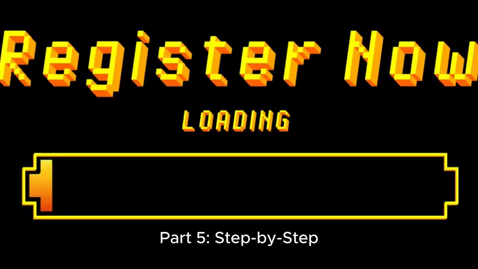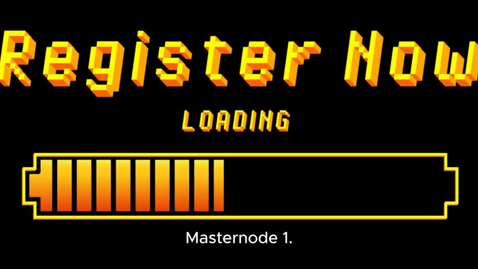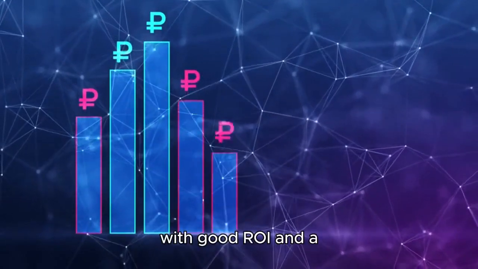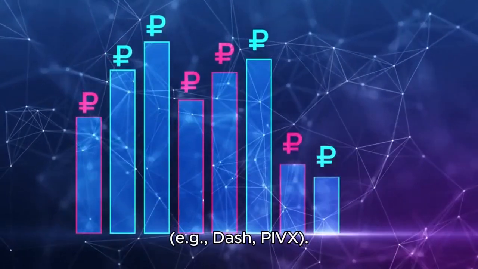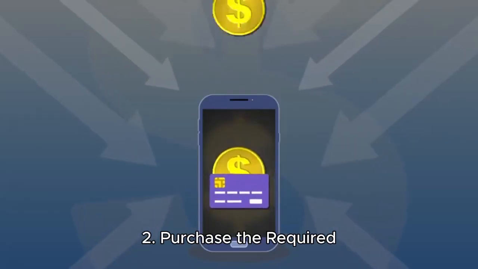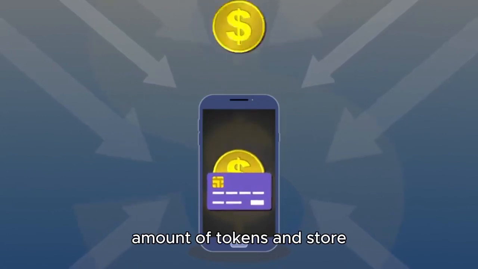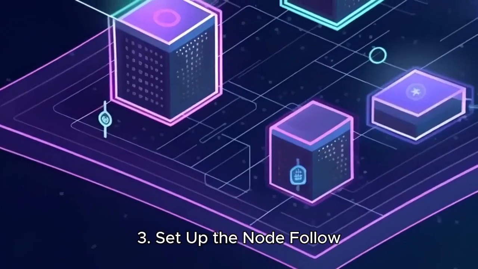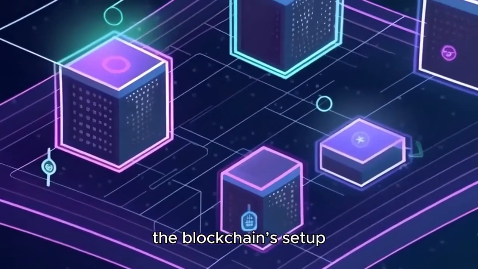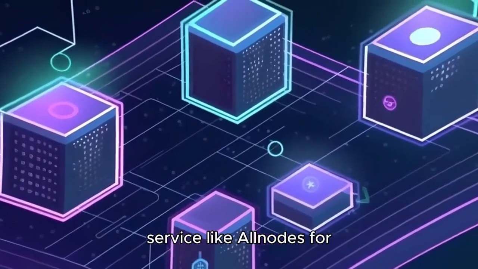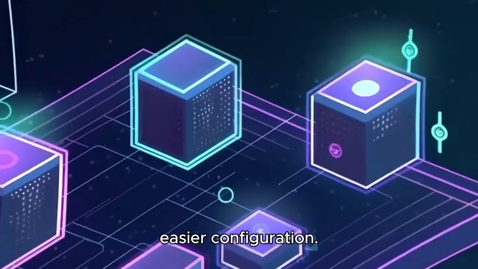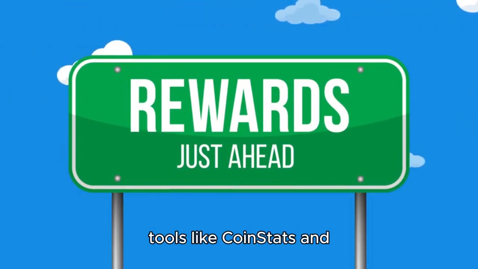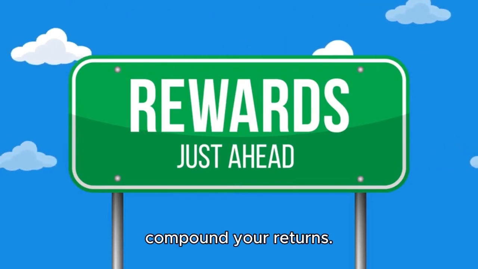Part 5. Step-by-step guide to running a masternode. 1. Choose a blockchain. Research masternodes with good ROI and a stable ecosystem, for example, Dash, PIVX. 2. Purchase the required collateral. Buy the required amount of tokens and store them securely in a wallet like Safepal. 3. Set up the node. Follow the blockchain setup guide or use a hosting service like Allnodes for easier configuration. 4. Start earning rewards. Monitor your rewards with tools like CoinStats and reinvest earnings to compound your returns.